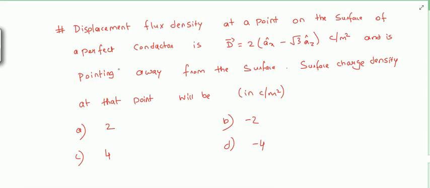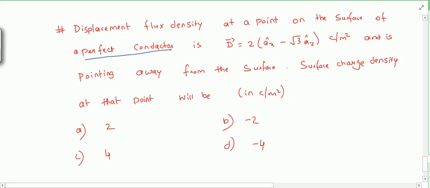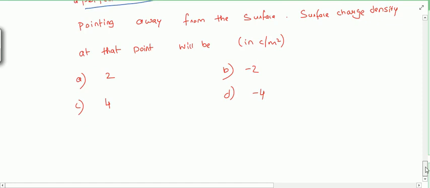So here is one more question. The displacement flux density at a point on the surface of a perfect conductor is D equals the given expression, in coulomb per meter square, and is pointing away from the surface. What will be the surface charge density at that point?